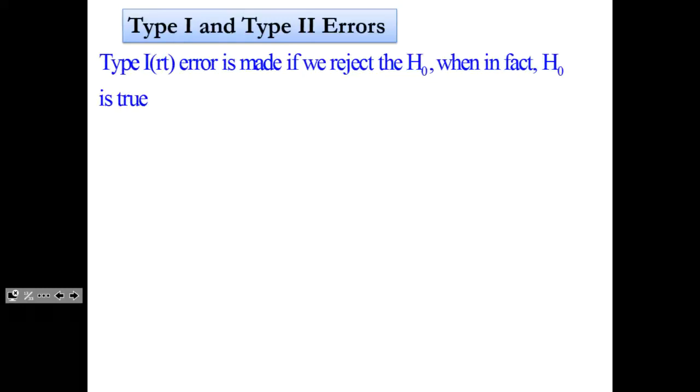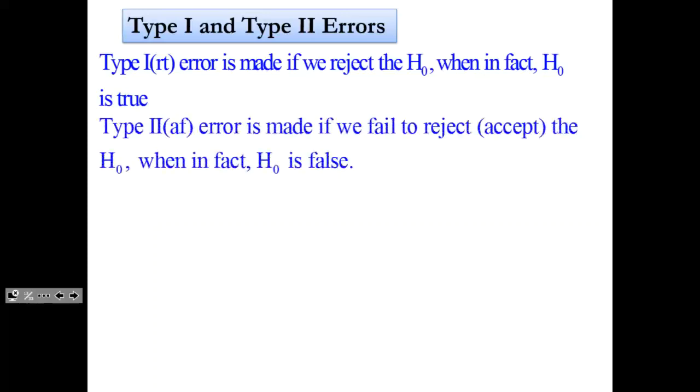So I want to finish up this chapter with type 1 and type 2 errors. Specifically, type 1 is an RT, and RT stands for really true. A type 1 error is made if we reject the null hypothesis when in fact it was true. That's a way of thinking about it. Specifically, though, we say we never actually prove the null hypothesis, but it's saying we rejected it when we shouldn't have. Type 2 is an AF. It's actually false. It's made if we fail to reject, or sometimes people say accept, but they mean fail to reject, the null hypothesis when in fact the null is false.